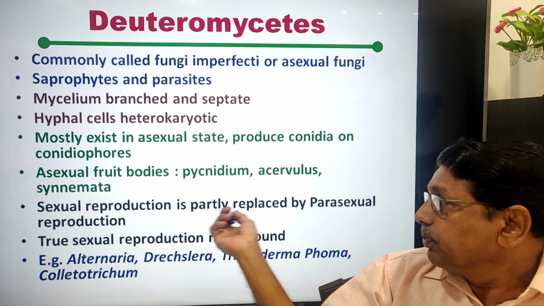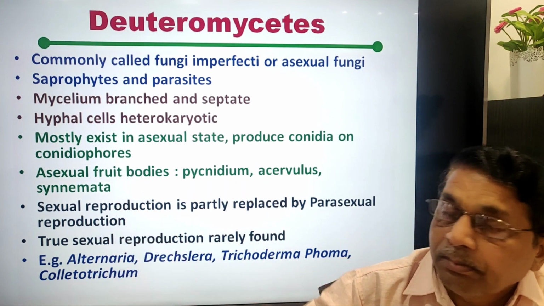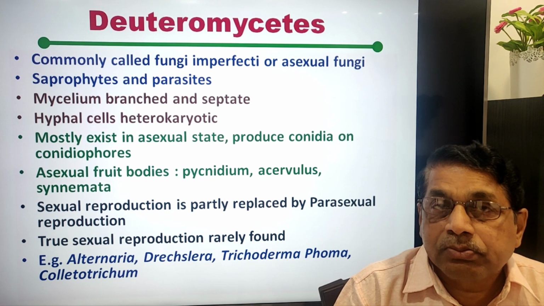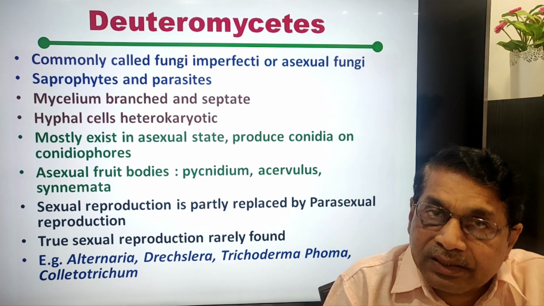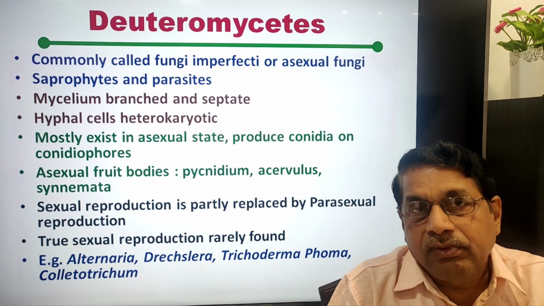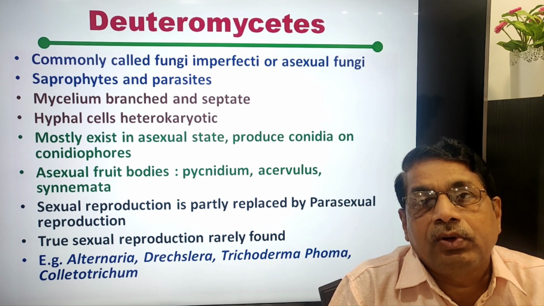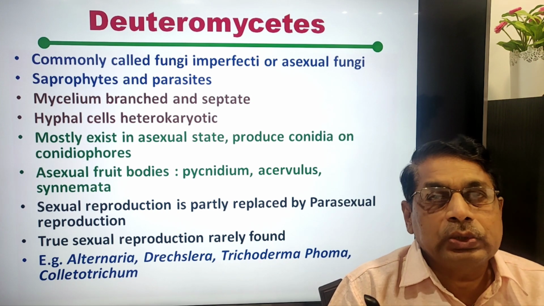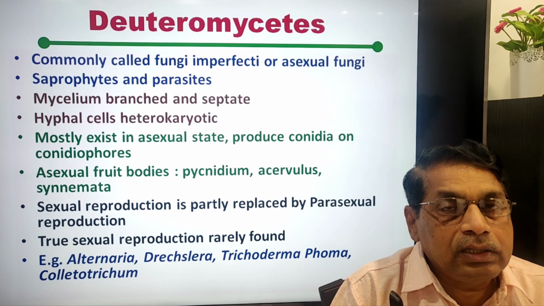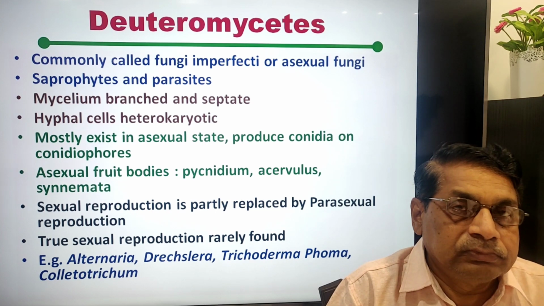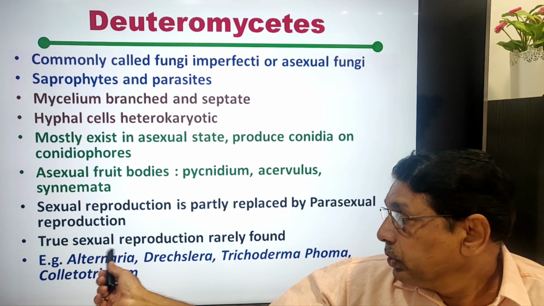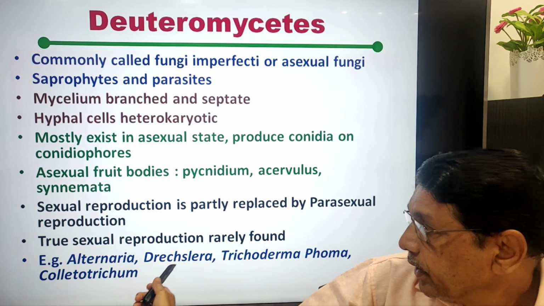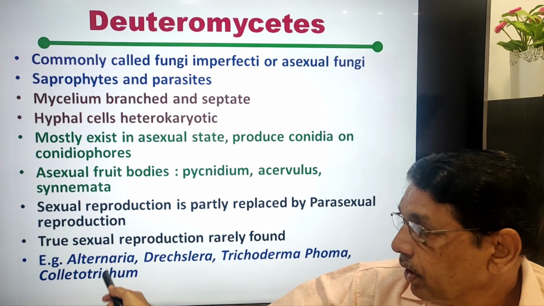Sexual reproduction is partly replaced by parasexual reproduction. Earlier I was referring to true sexual reproduction: plasmogamy, karyogamy, meiosis. They occur in a sequence. Plasmogamy is followed by karyogamy, and karyogamy is followed by meiosis. But in parasexual reproduction, these three stages are present, no doubt, but they do not occur in a sequence. That is called parasexual. True sexual reproduction is rarely formed. Examples: Alternaria, Helminthosporium, Trichoderma, Phoma.